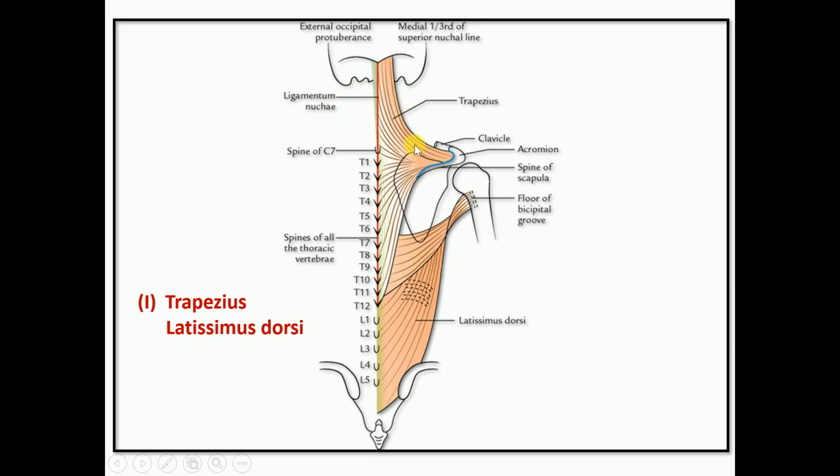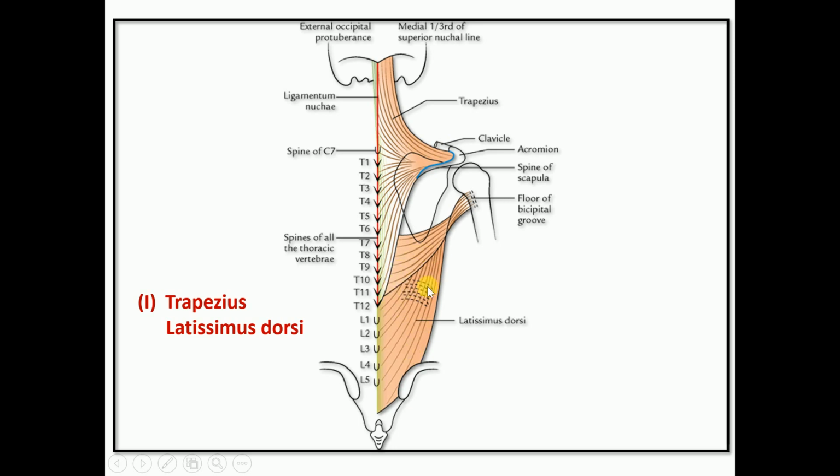Trapezius muscle has action along with the levator scapulae, that is shrugging of the shoulder or elevation of the shoulder, along with the other deep muscle, the rhomboids. It steadies the scapula as well as retracts the scapula. While latissimus dorsi has the actions of extension, medial rotation and adduction.